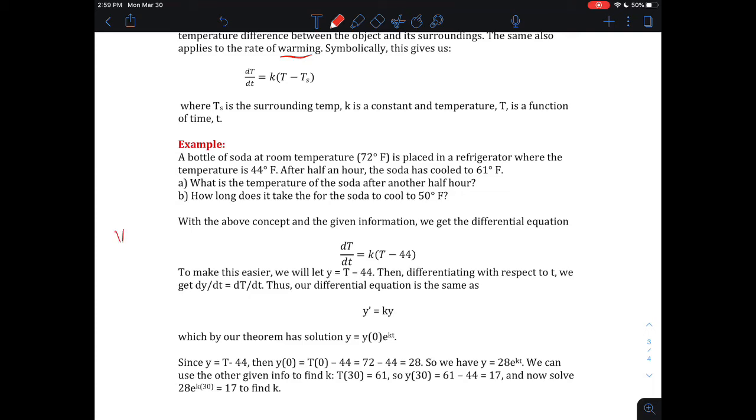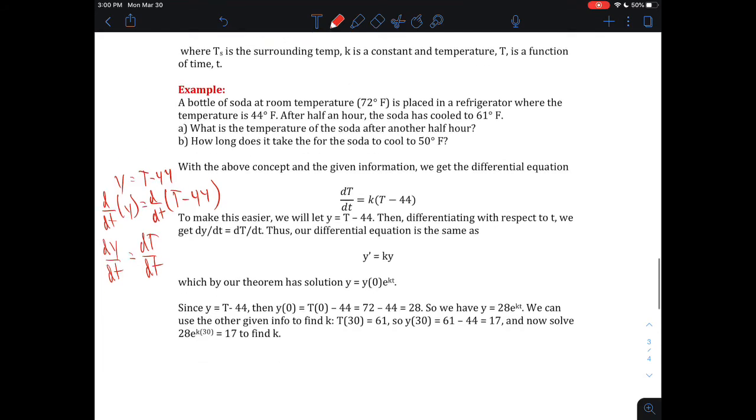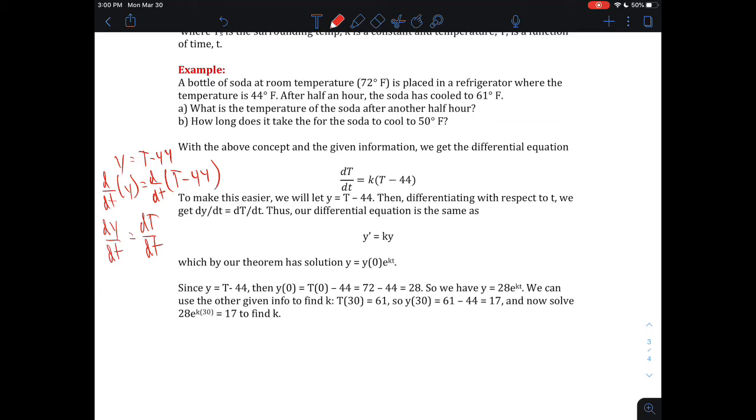When we do that, we can then take the derivative of both sides with respect to lowercase t. And just using the ideas of implicit differentiation, this means I get dy/dt on the left, and then dT/dt on the right. So actually those derivatives are equal to each other. Thus the differential equation that we had can just be written as y prime equal to k times y, which we already know has a solution by our theorem. y is equal to the initial y value times e to the kt.